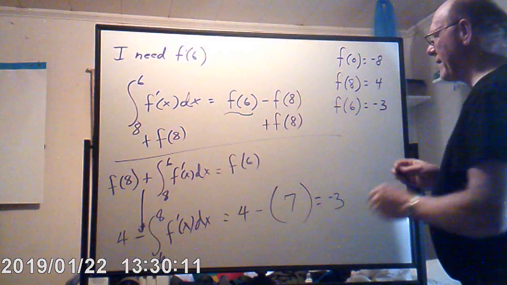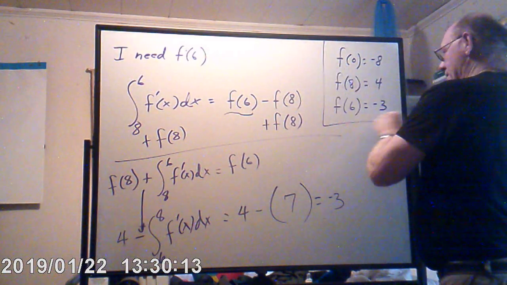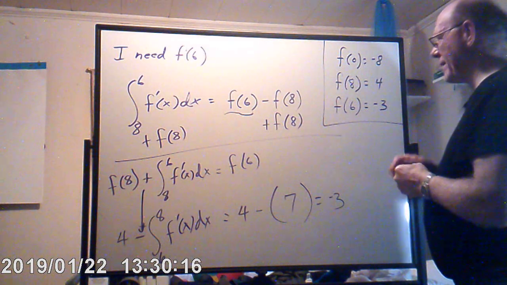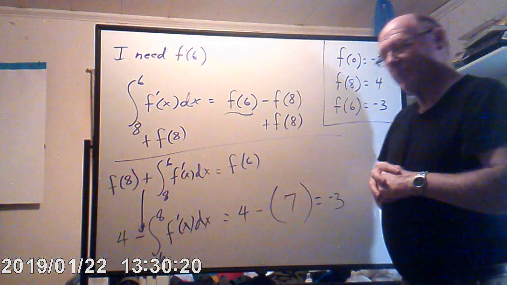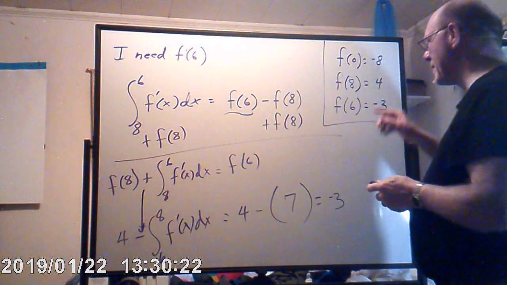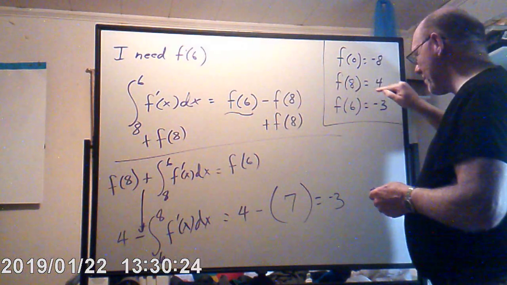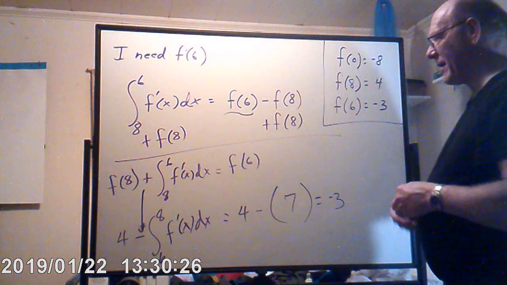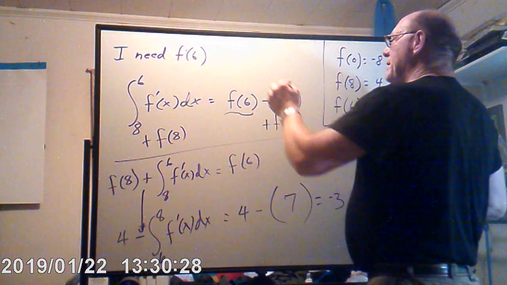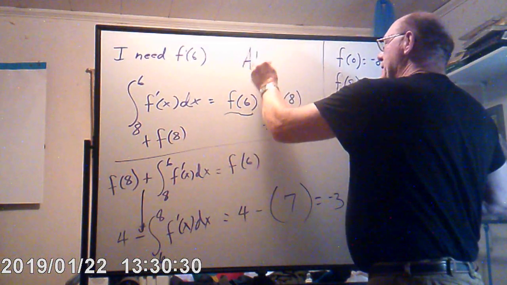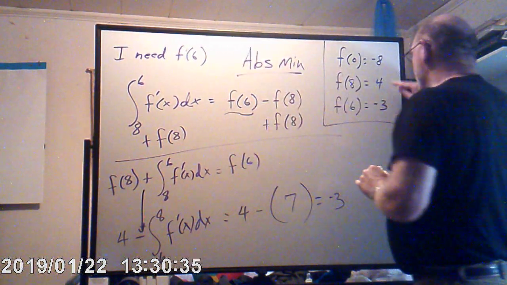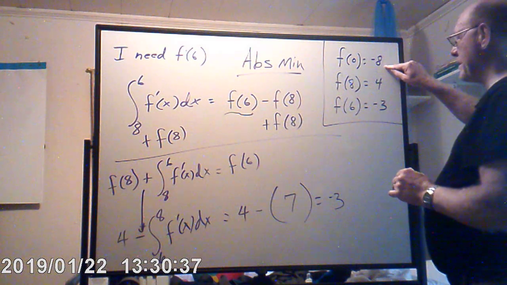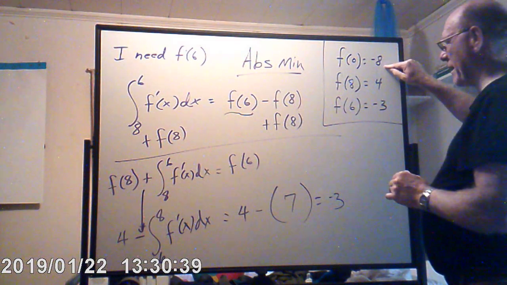Now, usually in my observation, an endpoint sometimes doesn't get it, but sometimes it does. And this is a case where one of the endpoints gets it, and remember, we're looking for an absolute min. Well, this would be your absolute min. This is the smallest number, okay?